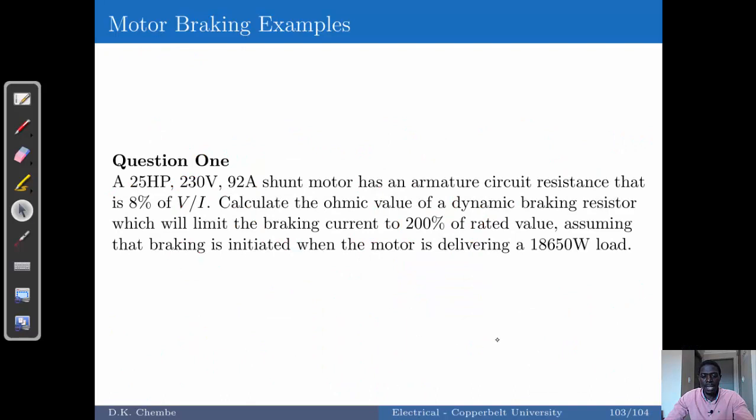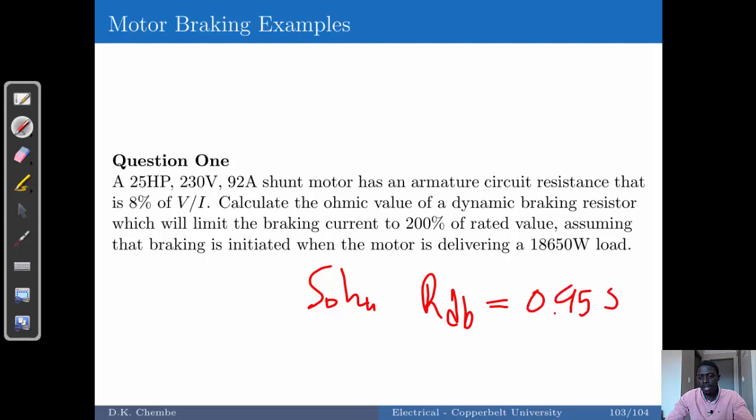So if we go back here, our solution in this case is that the dynamic braking resistor should be 0.95 ohms, and that's what we obtain when we have this relationship or solution.